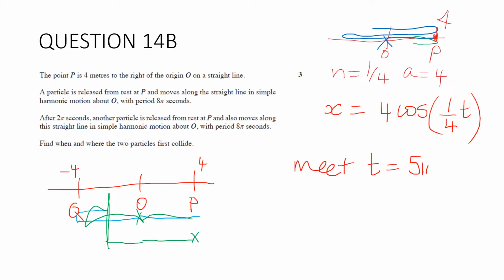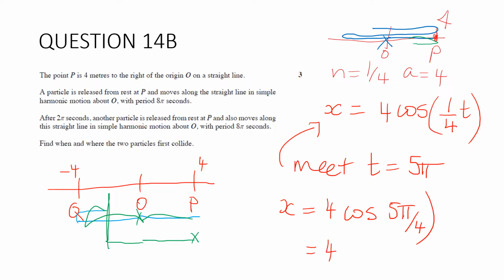And now all we've got to do is substitute that into our equation. x is equal to 4 cos(5π/4). That's down in here, so cos π/4 is root 2 on 2, negative root 2 on 2, which is negative 2 root 2, which of course would be negative. So that's where it meets. Do we have any units? We've got seconds, 4 meters. So meters and seconds.